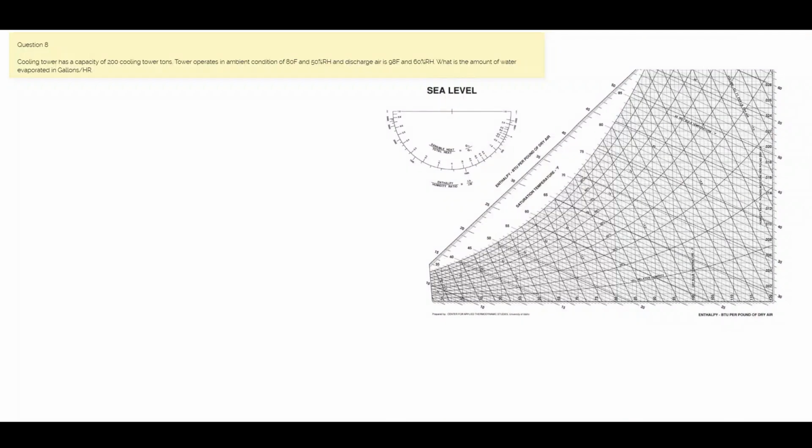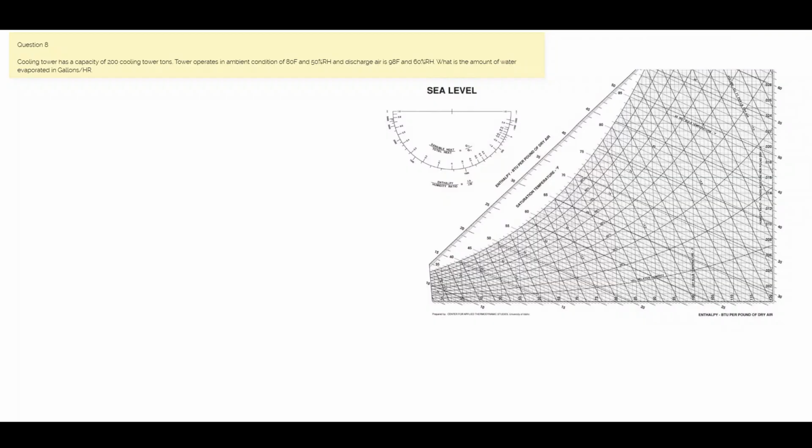Question 8. Cooling tower has a capacity of 200 cooling tower tons. Tower operates in ambient conditions of 80 degrees Fahrenheit and 50% relative humidity. Discharge air is 98 degrees Fahrenheit and 60% relative humidity. What is the amount of water evaporated in gallons per hour?